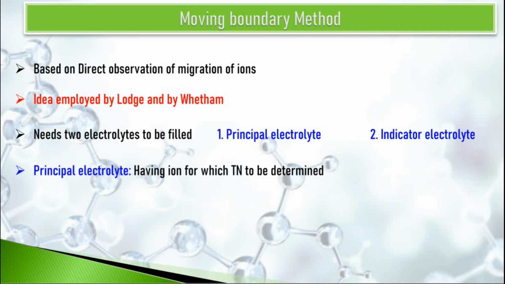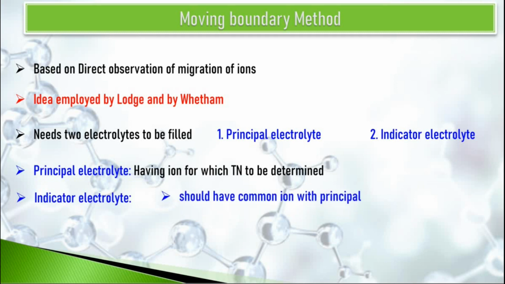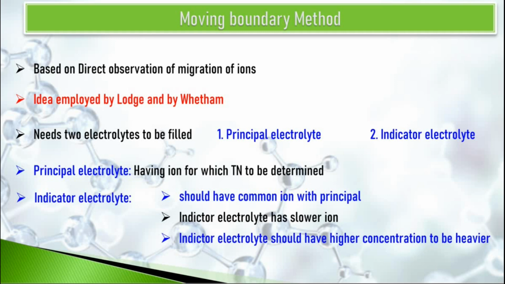Principal electrolyte is the electrolyte having the ion for which transport number is to be determined. An indicator electrolyte has certain properties. First, it should have common ion with the principal electrolyte. Second, indicator electrolyte should have slower ion. And the third one is indicator electrolyte should have higher concentration so that it has to be heavier than the principal electrolyte.